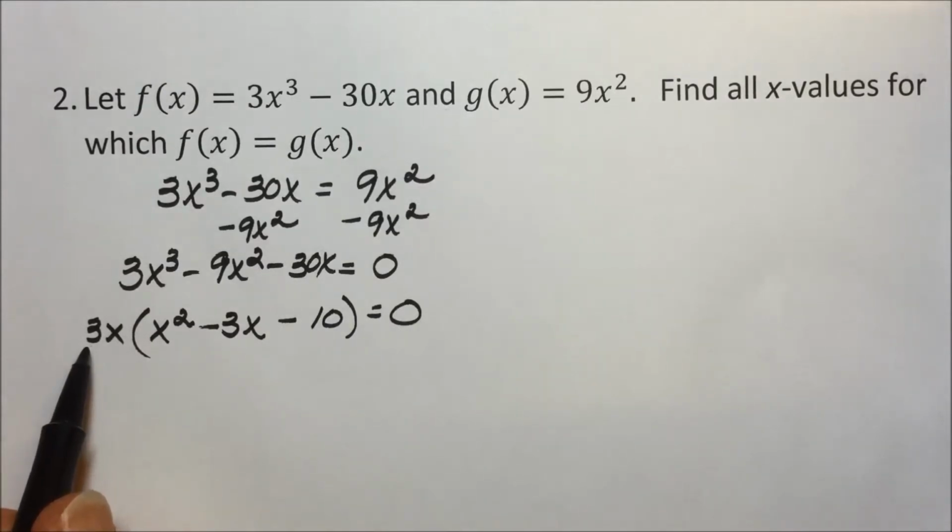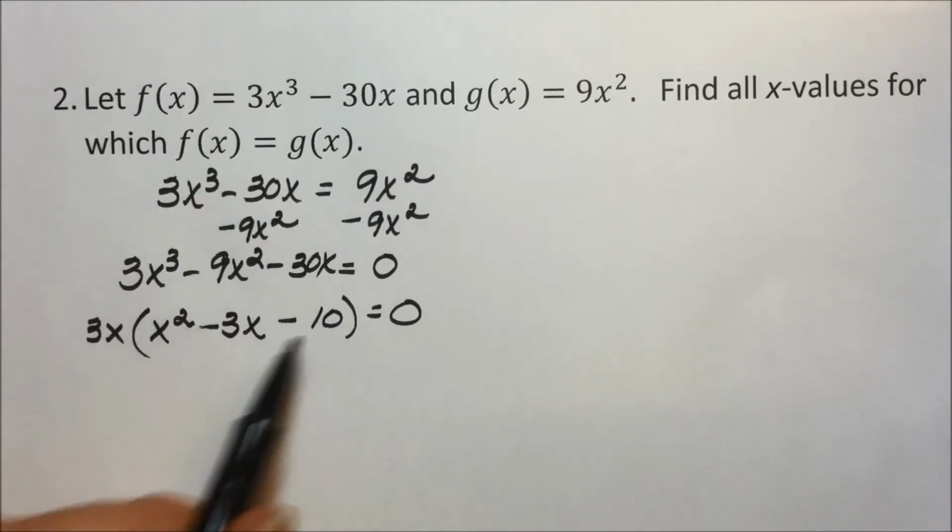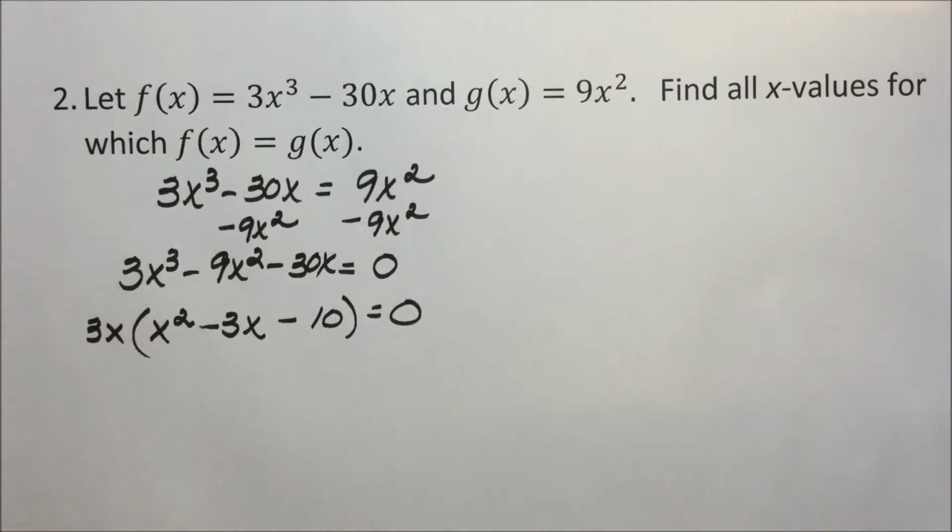So we have our greatest common factor. It's always a good idea to multiply to make sure there wasn't an error, that we do have an equivalent expression.